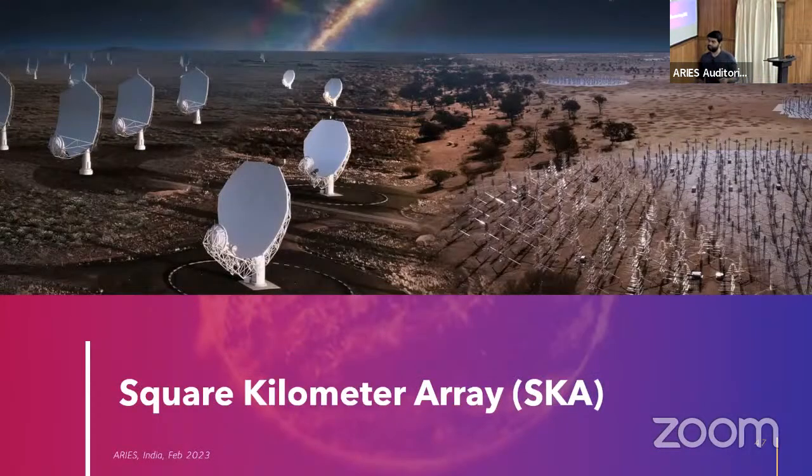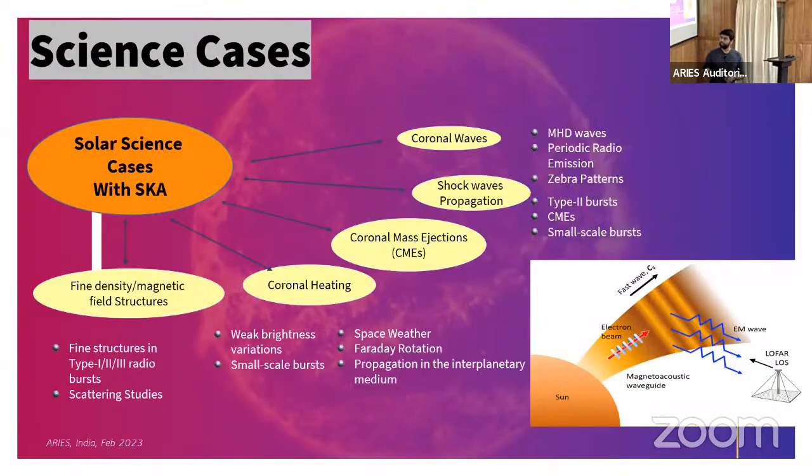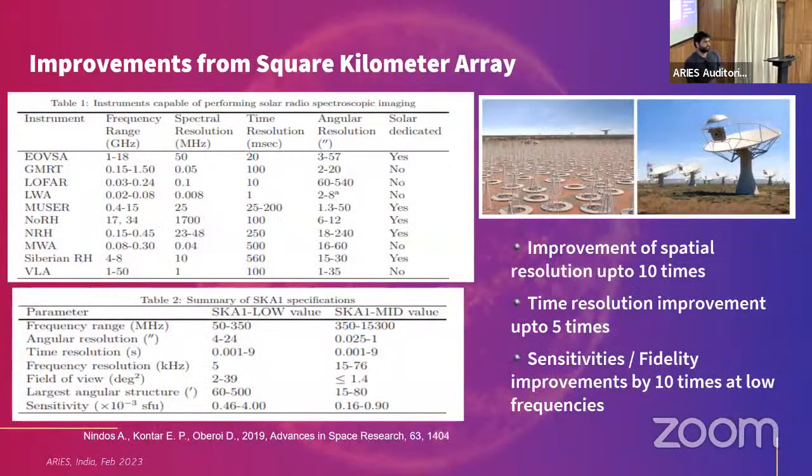The last one is the Square Kilometre Array. The SKA is quite wide. It has many science cases in astronomy, but for heliophysics, it has many science cases ranging from fine structures to coronal waves and coronal heating. The SKA will enhance our capabilities by 10 times. It will improve the spatial resolution up to 10 times.